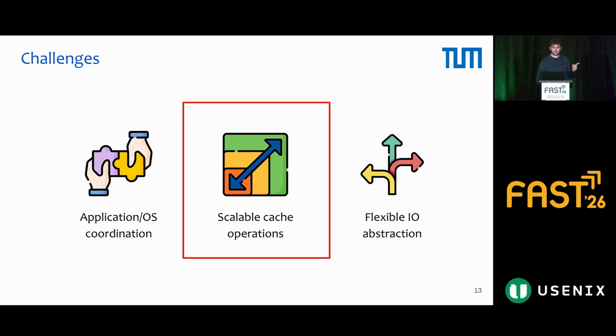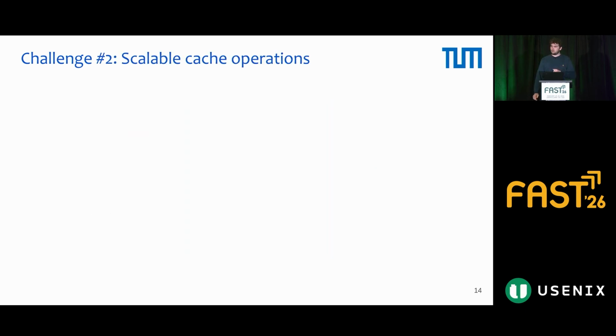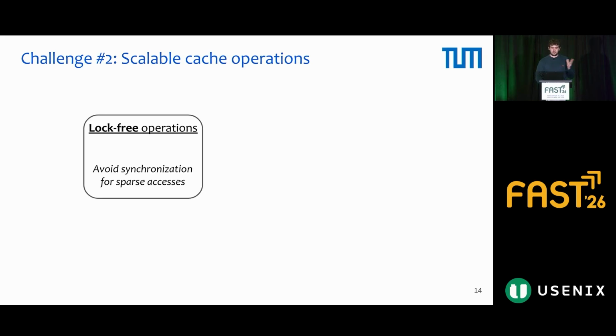Let's now look at the second challenge. Modern hardware is highly parallel, especially CPUs have a high number of cores, and on the other side, you have IO devices that also have a high number of hardware queues. However, during its operations, the cache must modify a centralized data structure, the page table. The typical solution in practice to improve the scalability of modifications to the page table is to use lock-free operations, which avoid synchronization on accesses that are separated by more than a cache line.